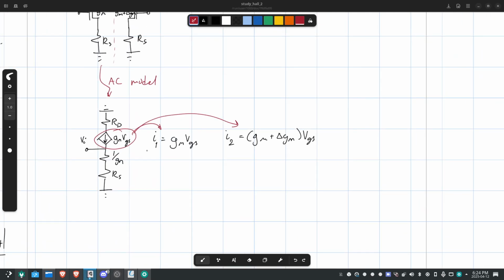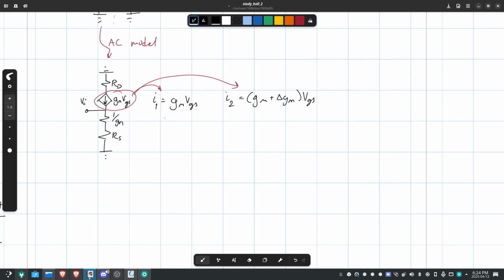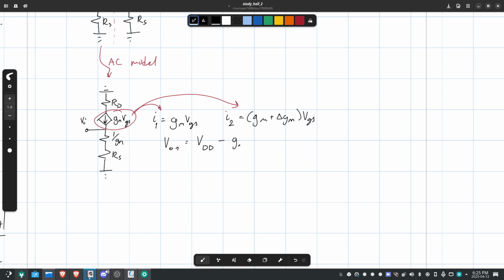Anyway, the current here, we know the current here now. It's GM VGS and GM plus delta GM VGS. Well, using that, we can find VO, right? Using the current here and the current here, we could find VO. The negative terminal, or VO1, is going to be VDD. Did I write DD on the top? Yeah. Minus GM VGS RD. And VO2 is going to be VDD minus GM plus delta GM VGS RD.